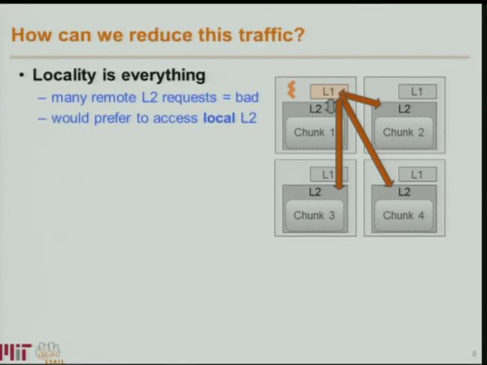Well, locality is good. So if we have these many remote requests, these orange arrows, this is bad because, of course, they have to travel quite far to fetch the data. And maybe in a four-core chip, this is not a big problem. But if you have 400 cores, this becomes a significant issue. And we'd rather talk to the local L2 if we can, right?